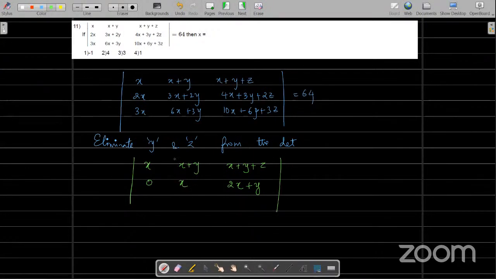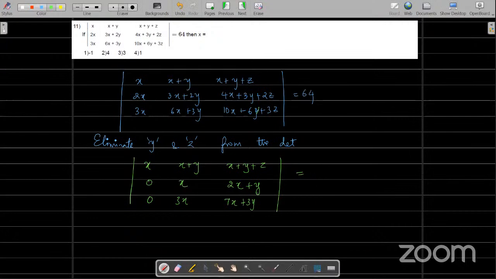And then similarly, I could use the elimination with row 3 with row 1. So R3 minus R1. So if I do that, 3x minus 3x, which is 0. 6x minus 3x is 3x. 3y minus 3y is 0. 10x minus 3x is 7x. 6y minus 3y is 3y. Okay, this is y. 3z minus 3z is 0. So that's all it is. So I have 2 zeros already. So that should be enough to try and expand it.